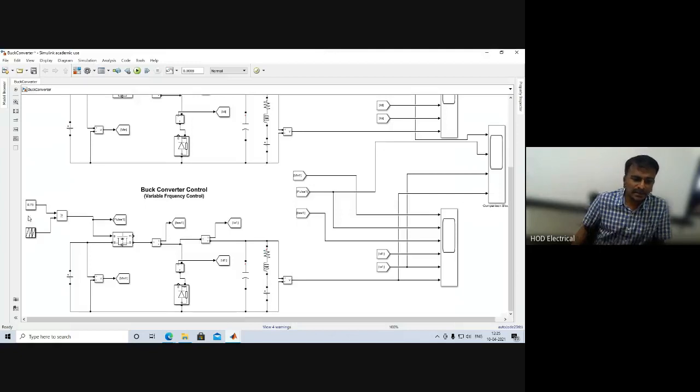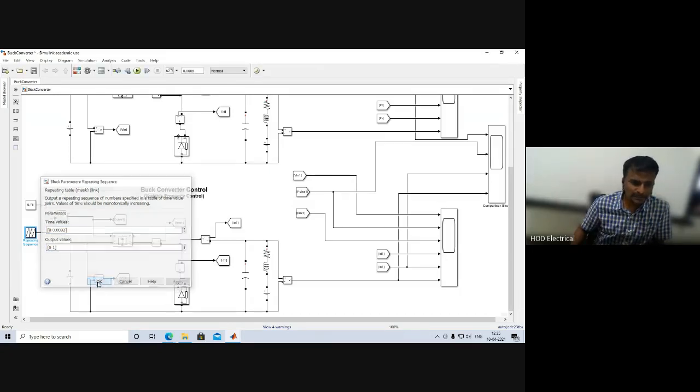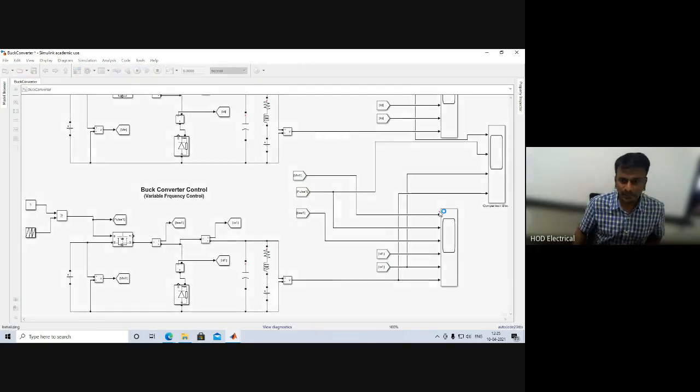For that, I have generated a sawtooth waveform, assuming the switching time period is 0.0002, 5 kilohertz, with output ranging from 0 to 1. I have done this using the repeating sequence block. Then this is the duty cycle. If this constant value is 1, the maximum, let me run the simulation.